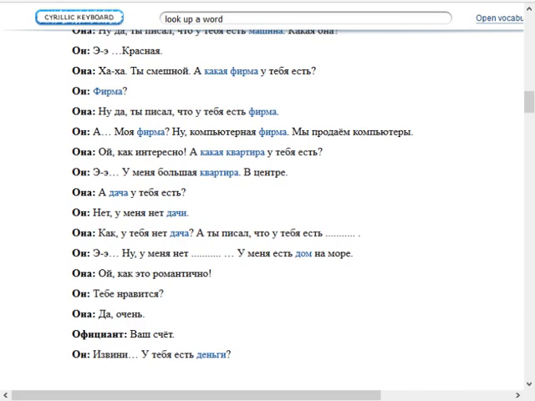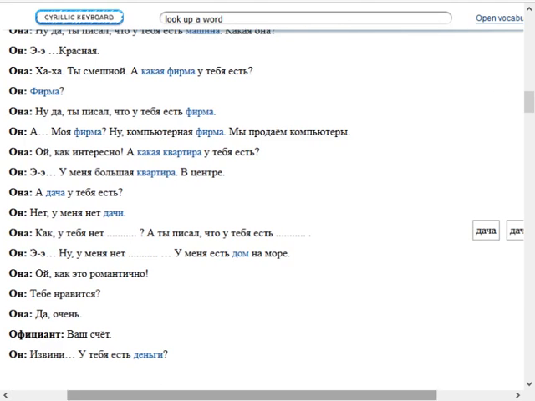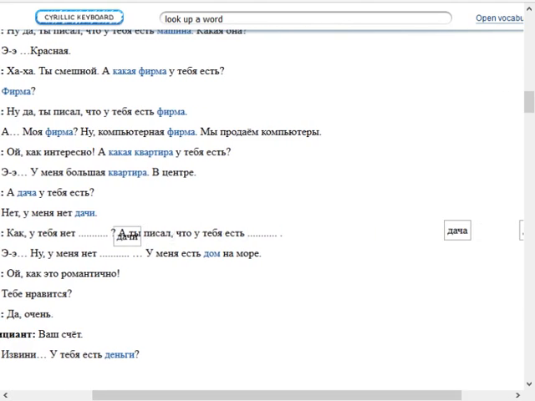So she says, у тебя есть дача, that is correct. And then he says, нет, у меня нет дачи, that is also correct. So when she says it, it's dacha, and when he says it, it's dachi. She says, как у тебя нет дачи? Now she says dachi. That's what I missed. This time around, it's у тебя нет дачи.